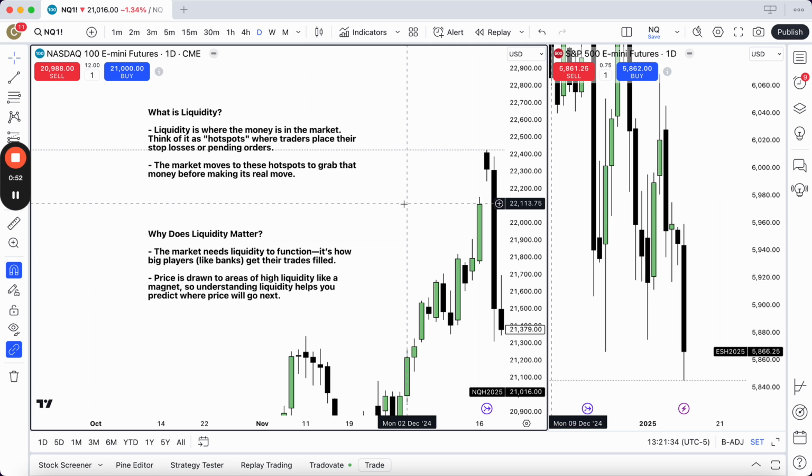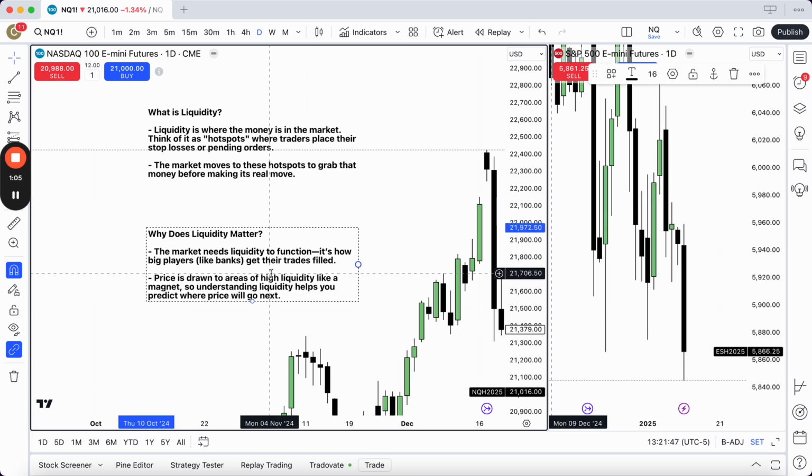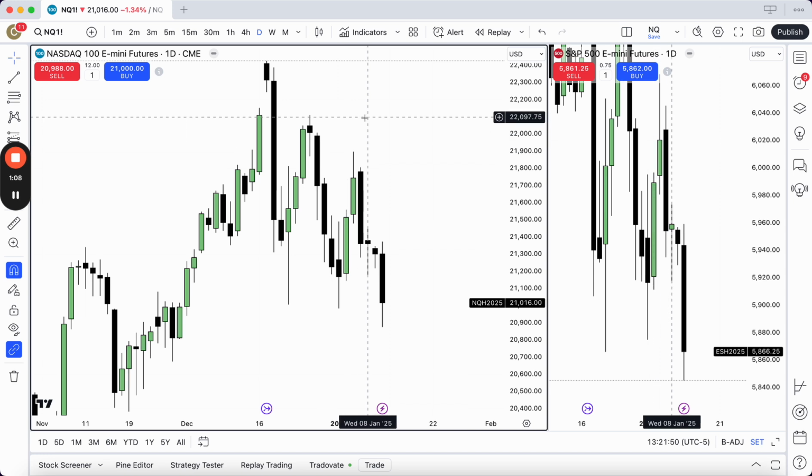Here's why it matters. Liquidity matters because the market needs liquidity to function. It's how big players like banks get their trades filled. Price is drawn to areas of high liquidity like a magnet, so understanding liquidity helps you predict where price will go next.